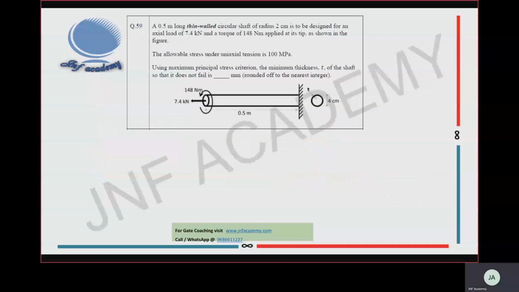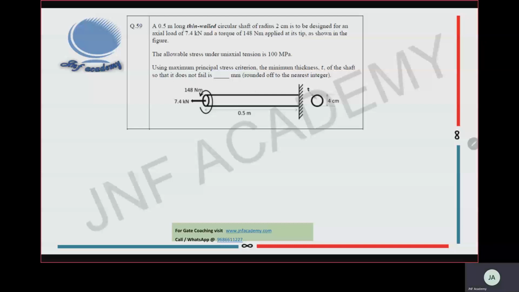Next question. A 0.5 meter long thin-walled circular shaft of radius 2 centimeter is to be designed for an axial load of 7.4 kilonewton and torque of 148 newton meter applied at its tip as shown in figure. The allowable stress under uniaxial tension is 100 megapascal. Using maximum principal stress criterion, the minimum thickness T of the shaft which does not fail is how much? Okay.